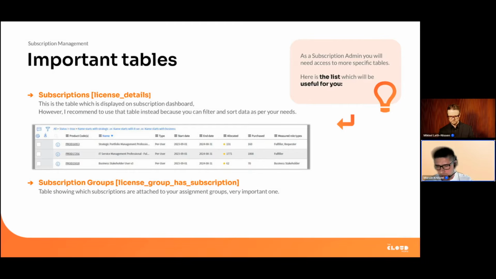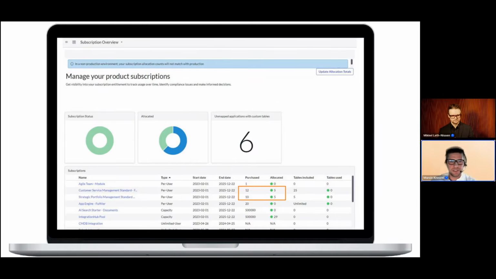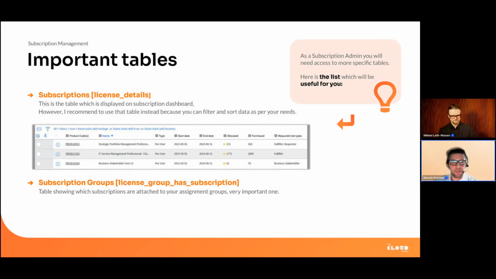Important tables. I want to mention some important tables because from a technical perspective, it will be necessary to know them if you want to successfully define your subscriptions, if you want to successfully define the roles for your subscriptions, and yeah, it will be necessary to know them. So the first one is subscriptions, which technical name is license details. It's basically the list of your subscriptions, which you can see here on the dashboard. But here you have more freedom to filter them, to view the data that you need, and so on, right?